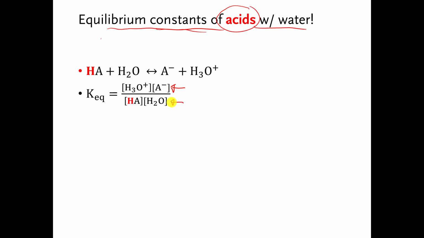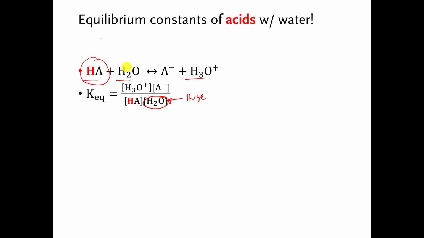There is a problem with this though, and it's not something that I would expect you to know. The problem is that once you reach equilibrium, the concentration of water in most solutions that have acid dissolved in them is enormous. It's a huge number compared to all of the other things that are in this equation. If you look at the molar concentration of water, it's going to be over 50 molar. And the concentration of everything else in this formula is going to be really small compared to that.